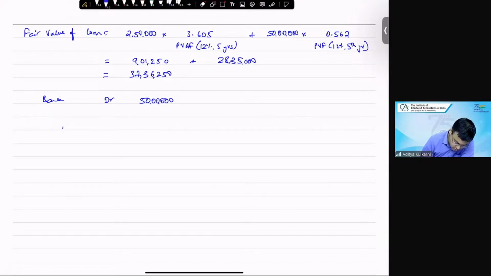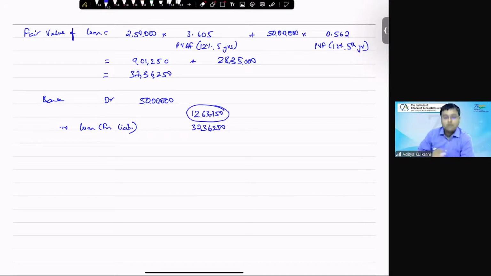Okay. So to loan, that is your financial liability, 37 lakh 36,250. So are the debits and credits matching? Answer is no, they are not. So what is the difference? 12 lakh 63,750. That's right. What is this 12 lakh 63,750?